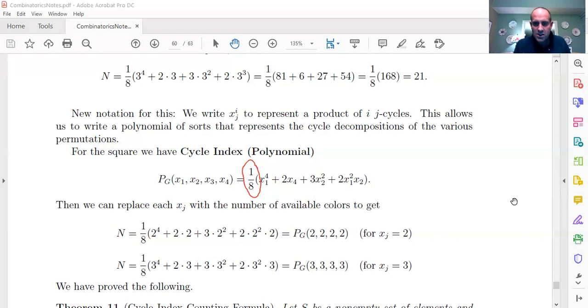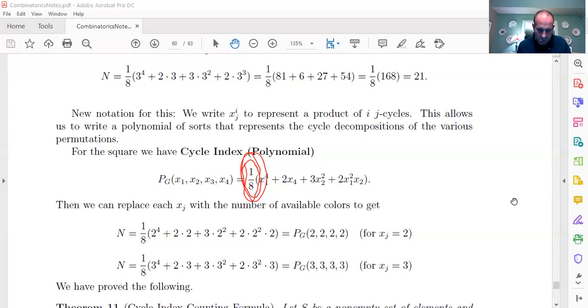G gives rise to all of these variables that we have in here, representing the size of cycles and the number of them multiplied together. And therefore, we might as well take into account 1 over the size of the group as well. So that's why I put this little 1/8 in here. So I have corrected that.